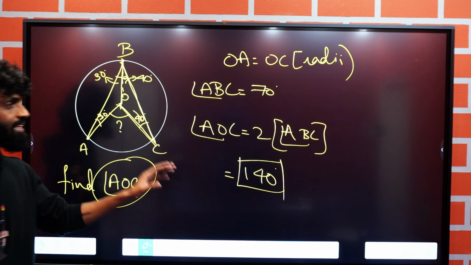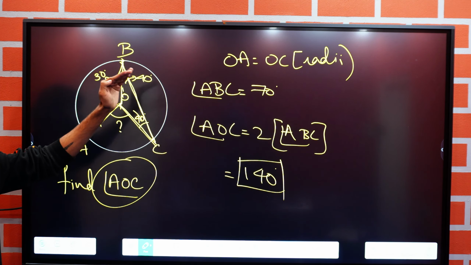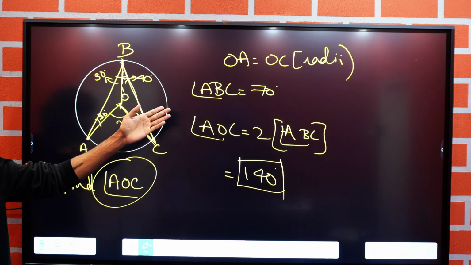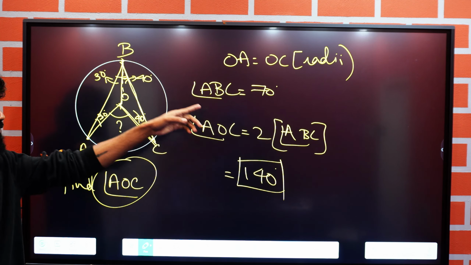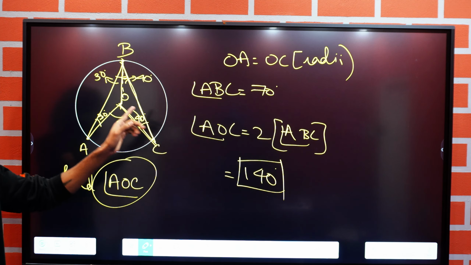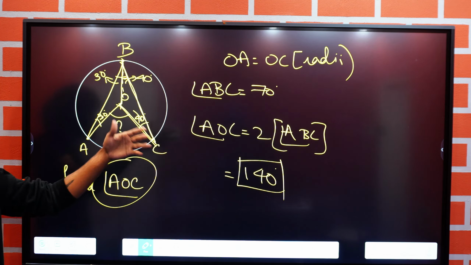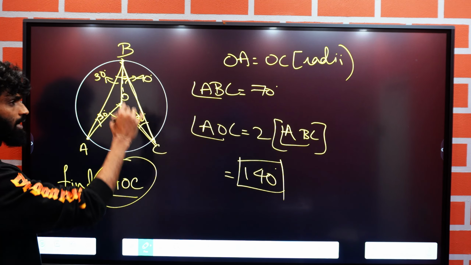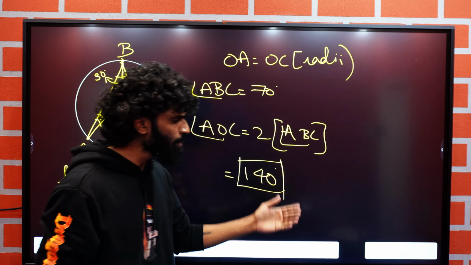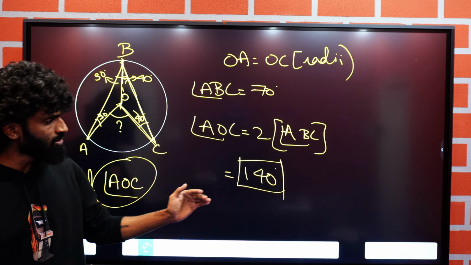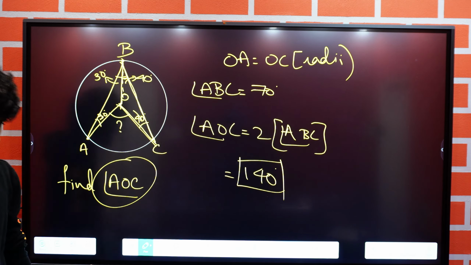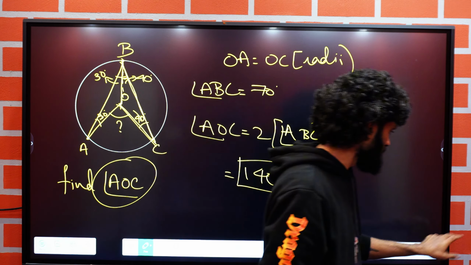Obviously, I'm only writing the essential parts of it. You're supposed to explain them step by step. You're supposed to tell OA and OC are radii. Angle OBC equals 40, isosceles triangle property. Same way, OBA is 30, isosceles triangle property. Then you find the total angle. You're supposed to write step by step. But if I keep writing the steps, the video is going to be too long, and end of the day, you guys won't watch it completely. So that's the reason I'm explaining the most essential parts. Now let's go to the next question.